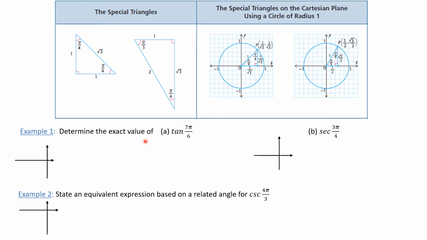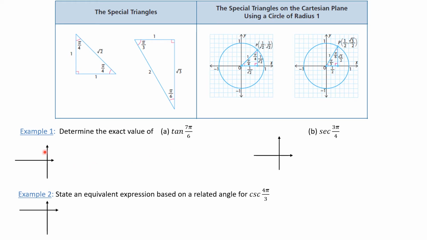Example 1, determine the exact value of tan 7 pi over 6. So I've put back up here our special triangles. This would be our 45 degree triangle, this is our 30 degree and our 60 degree. So we're hopefully slowly moving over into working with radians and not just with degrees all the time. And then these are the unit circle values here. Exact value of tan 7 pi over 6.